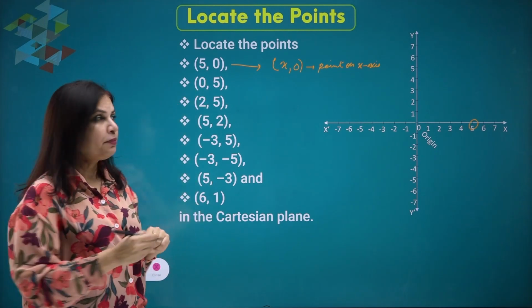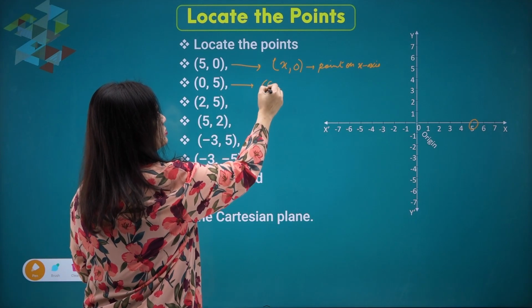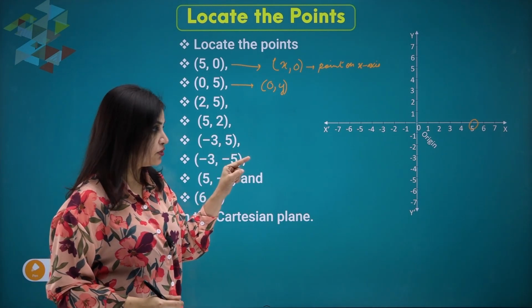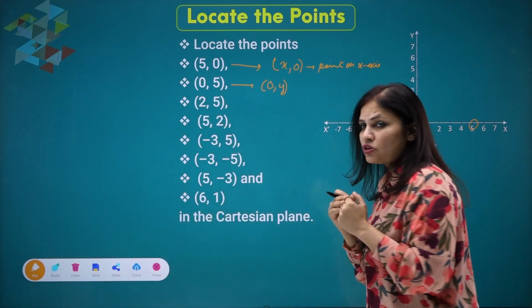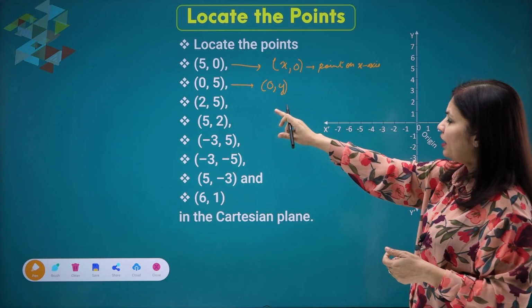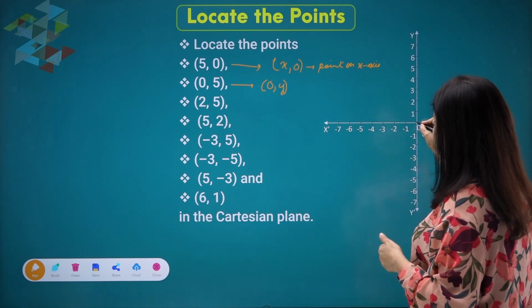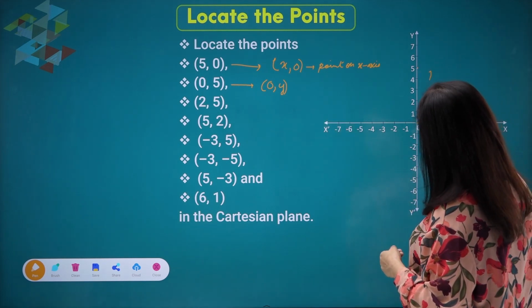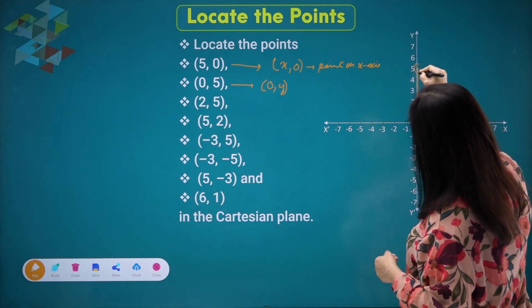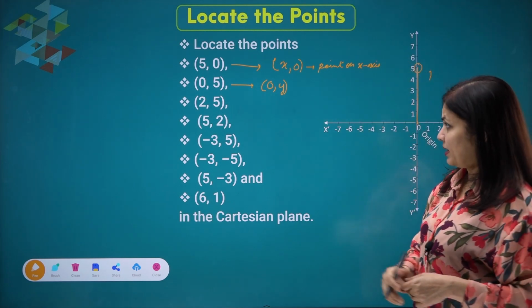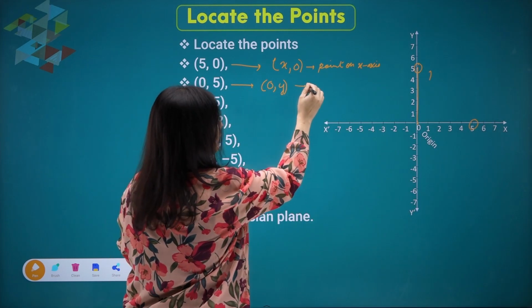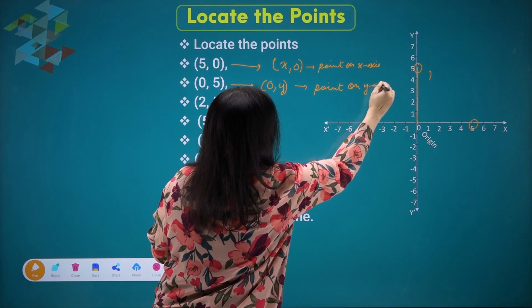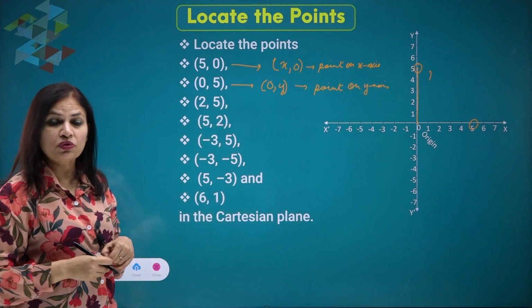Similarly, if I look at the second point, it is of the form 0, y. Here the value of x is 0. Let us try to locate this point and cross-check our answer. So x is 0 here at the origin and the value of y is 5. So if I take vertical distance 5, my required point lies on the y-axis. So from here we conclude that a point on the y-axis will be of the form 0, y.